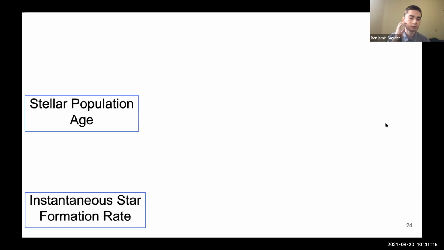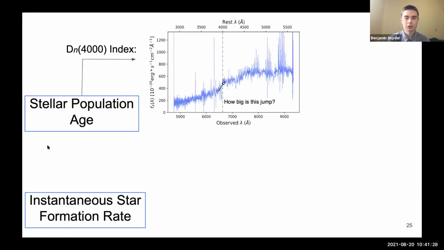Okay, so the two things we use the galaxy spectra to estimate are the stellar population ages and the instantaneous star formation rates of these galaxies. For stellar population age, one of the things we use is the D4000 index, which essentially quantifies how big this jump here is. At rest wavelength 4,000 angstroms, for most galaxies, you'll see a jump up. If the galaxy has a lot of old red stars, that jump is going to be bigger. If it has a lot of young blue stars, that jump is going to be smaller.